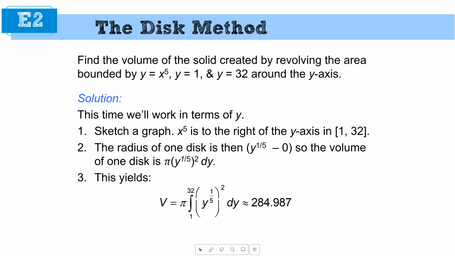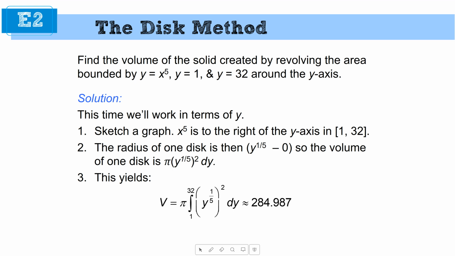I will tell you overall, the biggest mistake that people make in this stuff is they draw the line y equals 1 as a vertical line. Y equals are horizontal lines, x equals are vertical lines. Don't be one of those people.